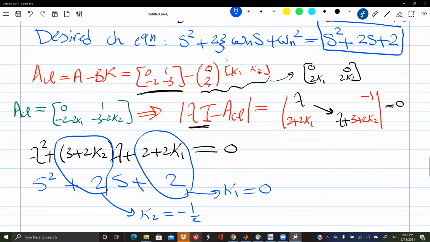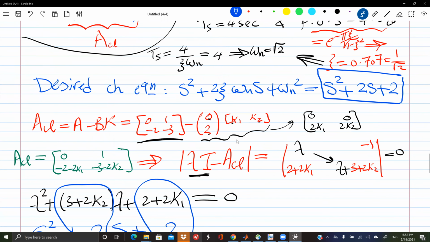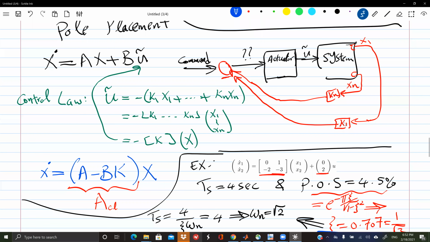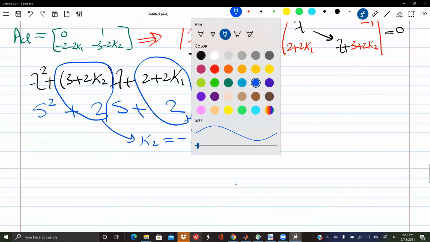Okay, so this is how we do pole placement to get the gains. Of course, noting that k1 is 0 is very useful. Why? Because if a gain is 0, it means this state is irrelevant, which means that you can completely get rid of its sensor. You don't need it. Good. And so the final result here is the control law.